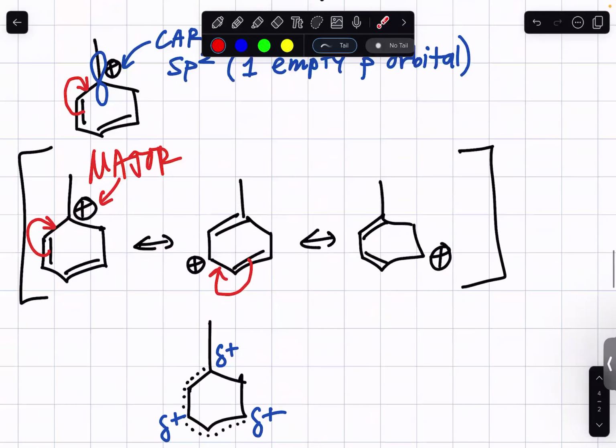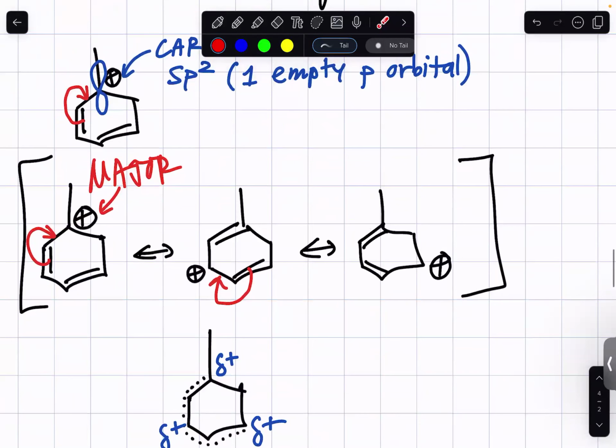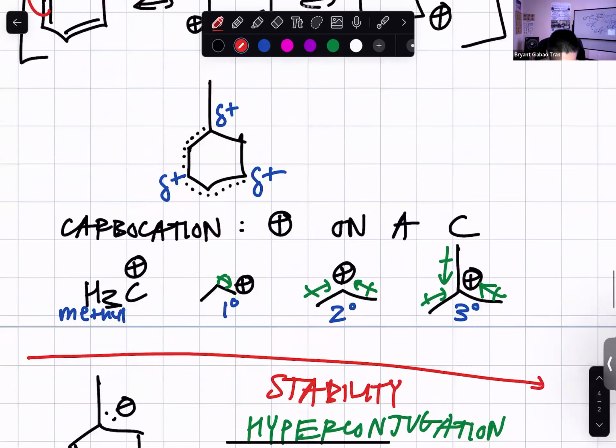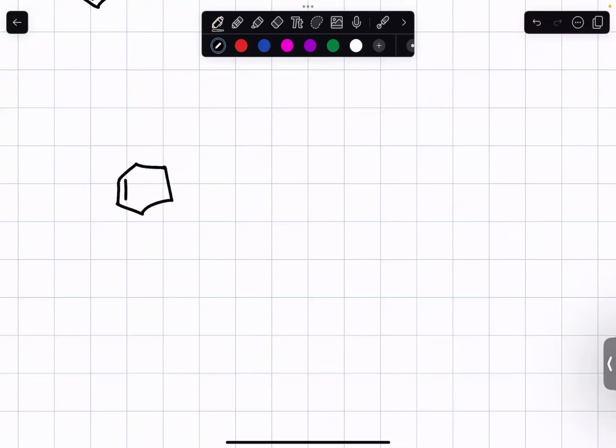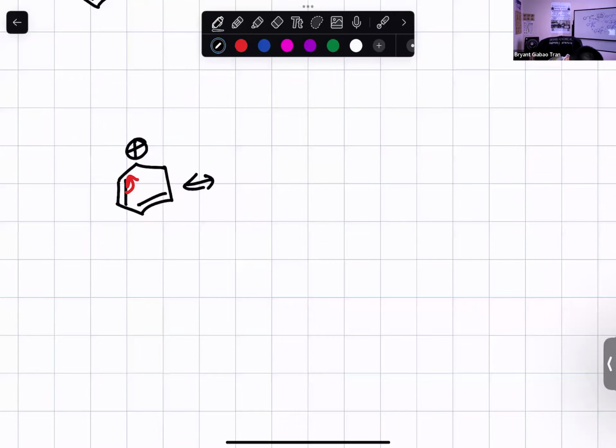Is there ever a case where there is no minor, or there is no major, but you assume that it can all be equivalent? I think so. Yeah, there is a case that it could be all equivalent, which is going to be something like this, where I draw out the resonance structures for this.